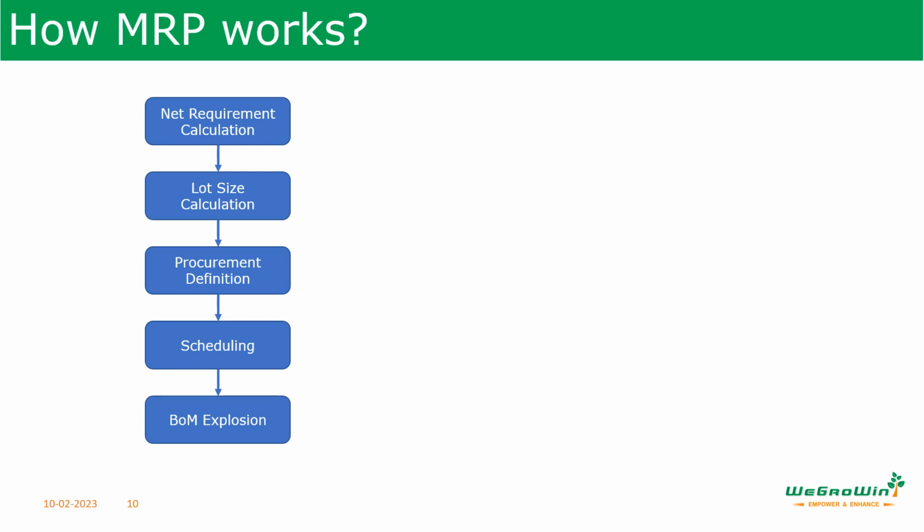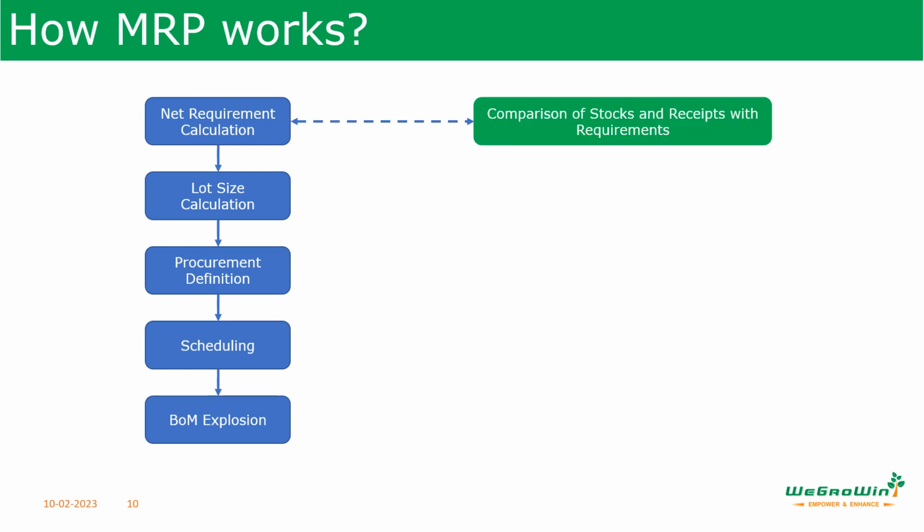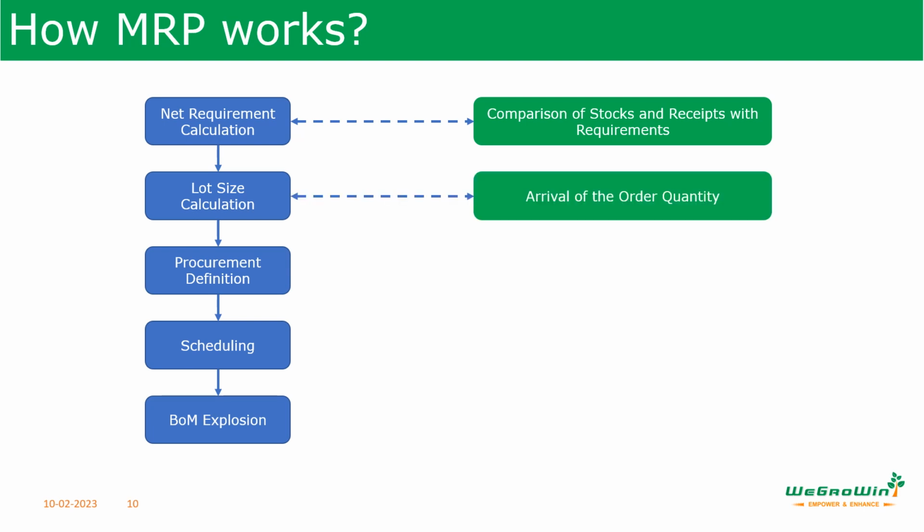Now let us see how MRP works. So these are the steps of how MRP works. MRP starts with net requirement calculation, lot size calculation, procurement definition, scheduling, and BOM explosion. In net requirement calculation, the system compares the stock and receipts with the requirements. It will balance and give the net requirement. In lot size determination, the system will arrive at the order quantity.